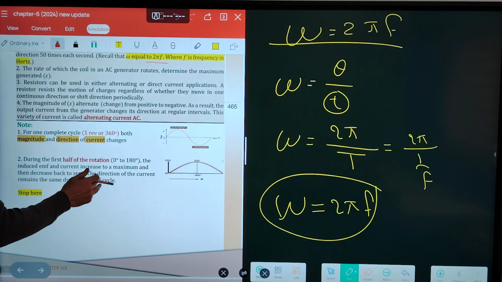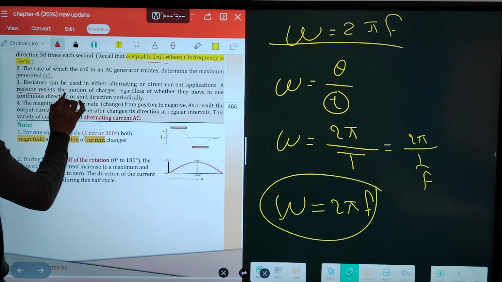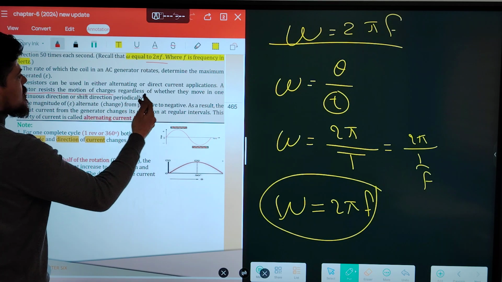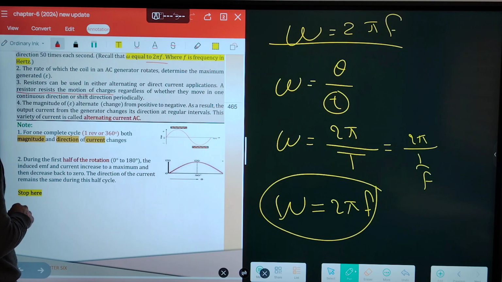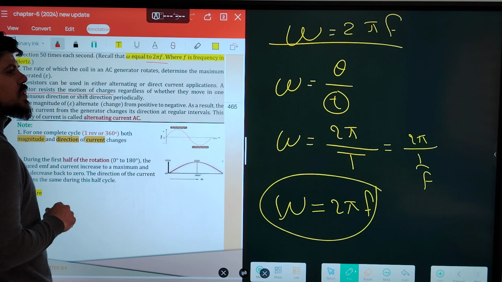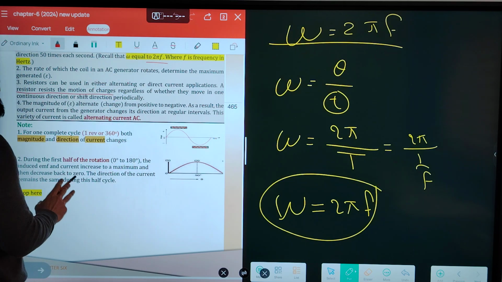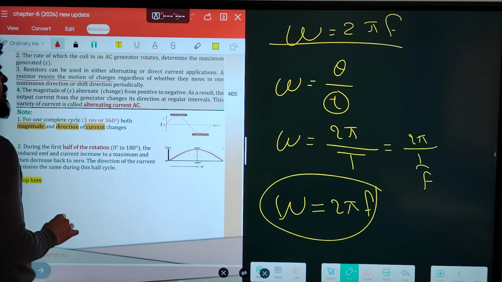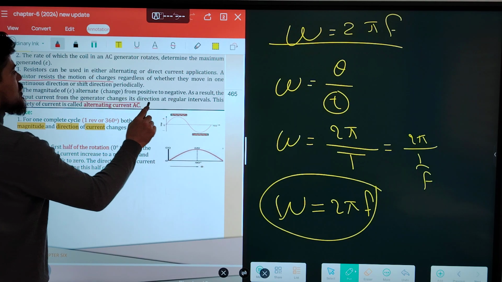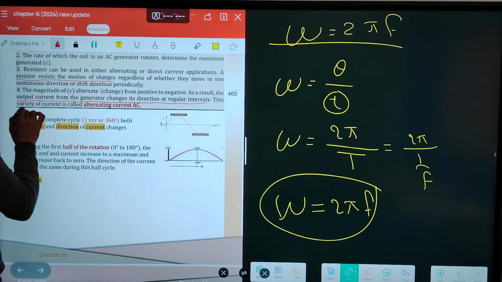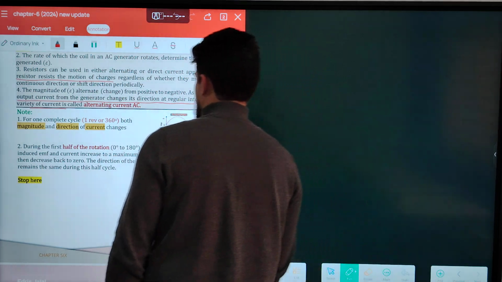So, the resistor can be used, as we studied, with either alternating or direct current. A resistor resists the motion of the charge regardless of whether they move in one direction or shift direction periodically. It doesn't matter whether the direction of the current changes or not. A resistor can be used with both AC and DC. The magnitude of the alternating current changes from positive to negative. As a result, the output current from the generator changes its direction at regular intervals. This variety of current is called alternating current, AC current.